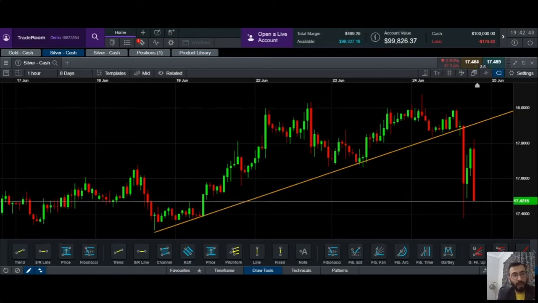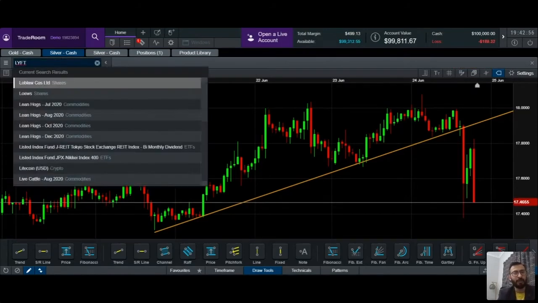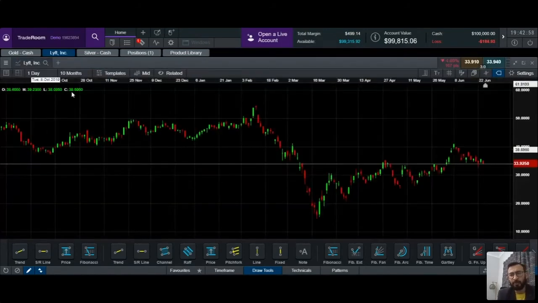See, this is silver. We're going to take another example of a stock as well, since we were talking about the stock. Let's take example of Lyft. Everybody, I'm sure, is aware about Lyft. Lyft is like Uber. It is in the US. Now for Lyft, we are looking at a daily chart.